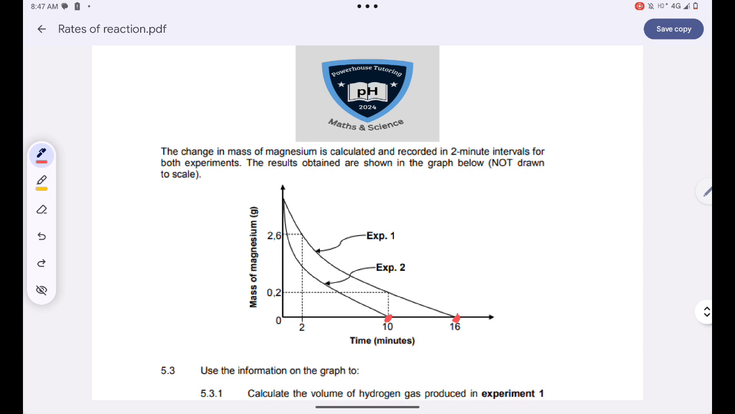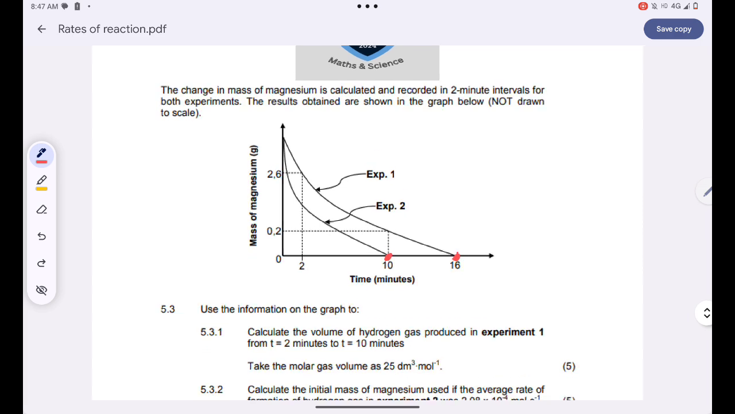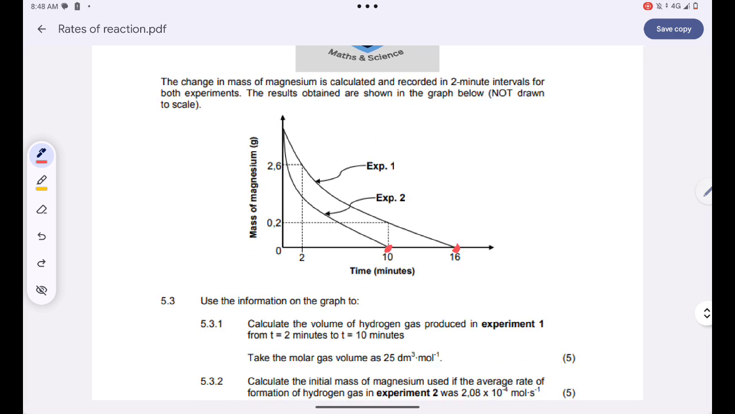And it makes sense because in experiment 2, they've increased the surface area of our magnesium, and hence we will have more effective collisions, and that's why the reaction rate will be faster. Okay, now let's answer the questions. Use the information on the graph.